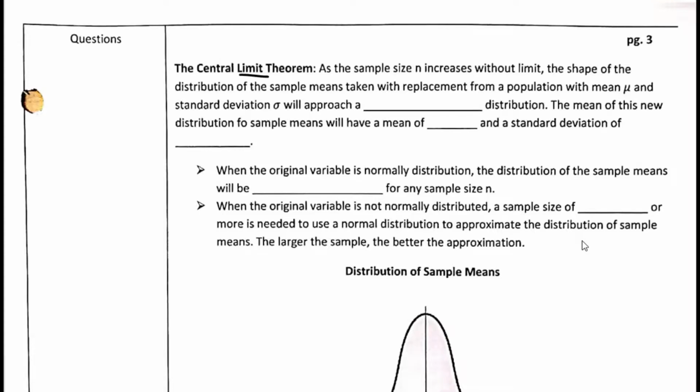If we were to do a sample size of 3, then a sample size of 4, etc., as we keep increasing that sample size, the shape of the distribution of the sample means taken with replacement will approach a normal distribution. And we saw this firsthand. We only did a sample size of 2, yet we had a really nice normal distribution when we graphed it. The mean of this new distribution will have a mean of mu and a standard deviation of sigma over square root of n.